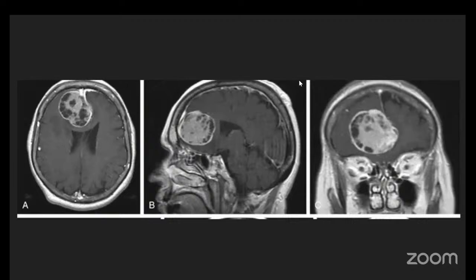Image A is a T1 with contrast, axial section showing a lesion in the anterior cranial fossa with a heterogeneous contrast enhancement with compression on the ventricles. And image B is a sagittal section of a similar lesion causing frontal lobe compression as well. And the other one is the coronal section of that same lesion. Okay. Do you want to make any other comment?